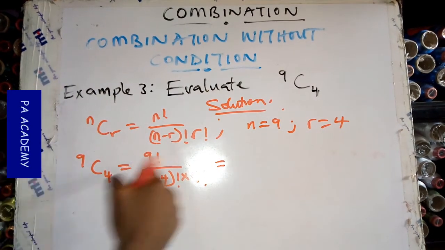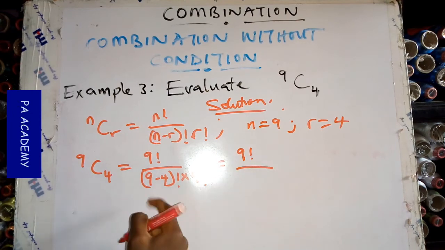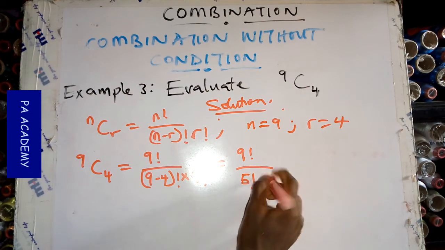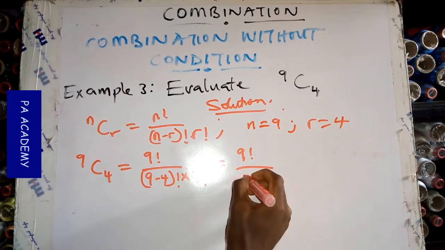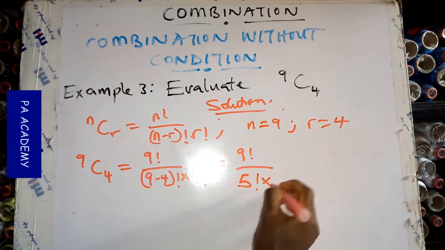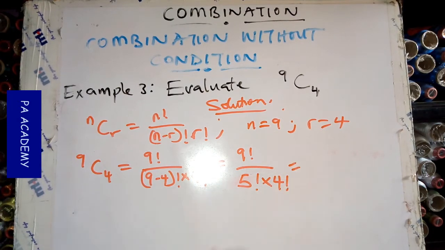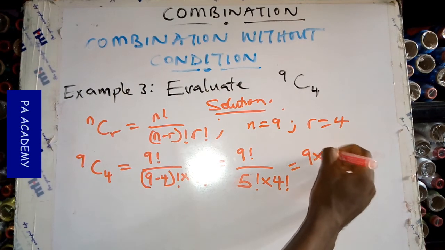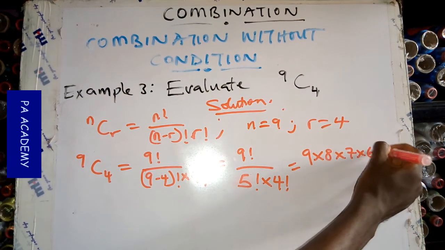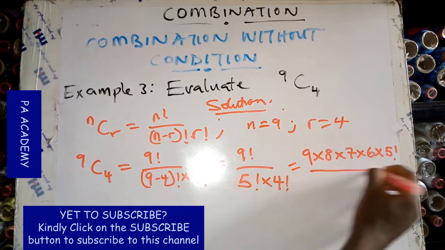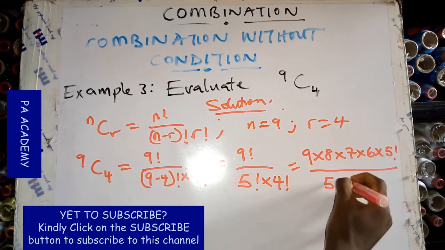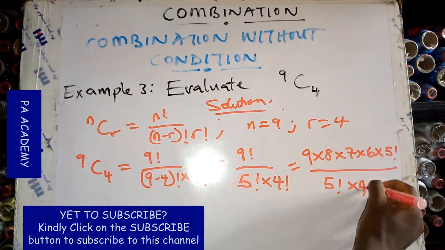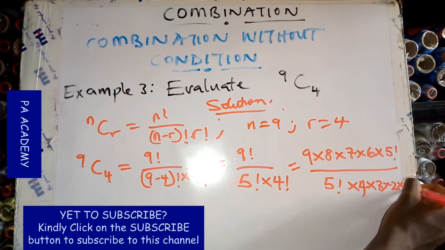So let's simplify this. Our 9 factorial will remain. Then 9 minus 4, that's 5 factorial. So 5 factorial multiplied by 4 factorial. So 9 factorial will be written as 9 times 8 times 7 times 6 times 5 factorial over 5 factorial times 4 factorial. So the 4 factorial, we are going to break it down: 4 times 3 times 2 times 1.